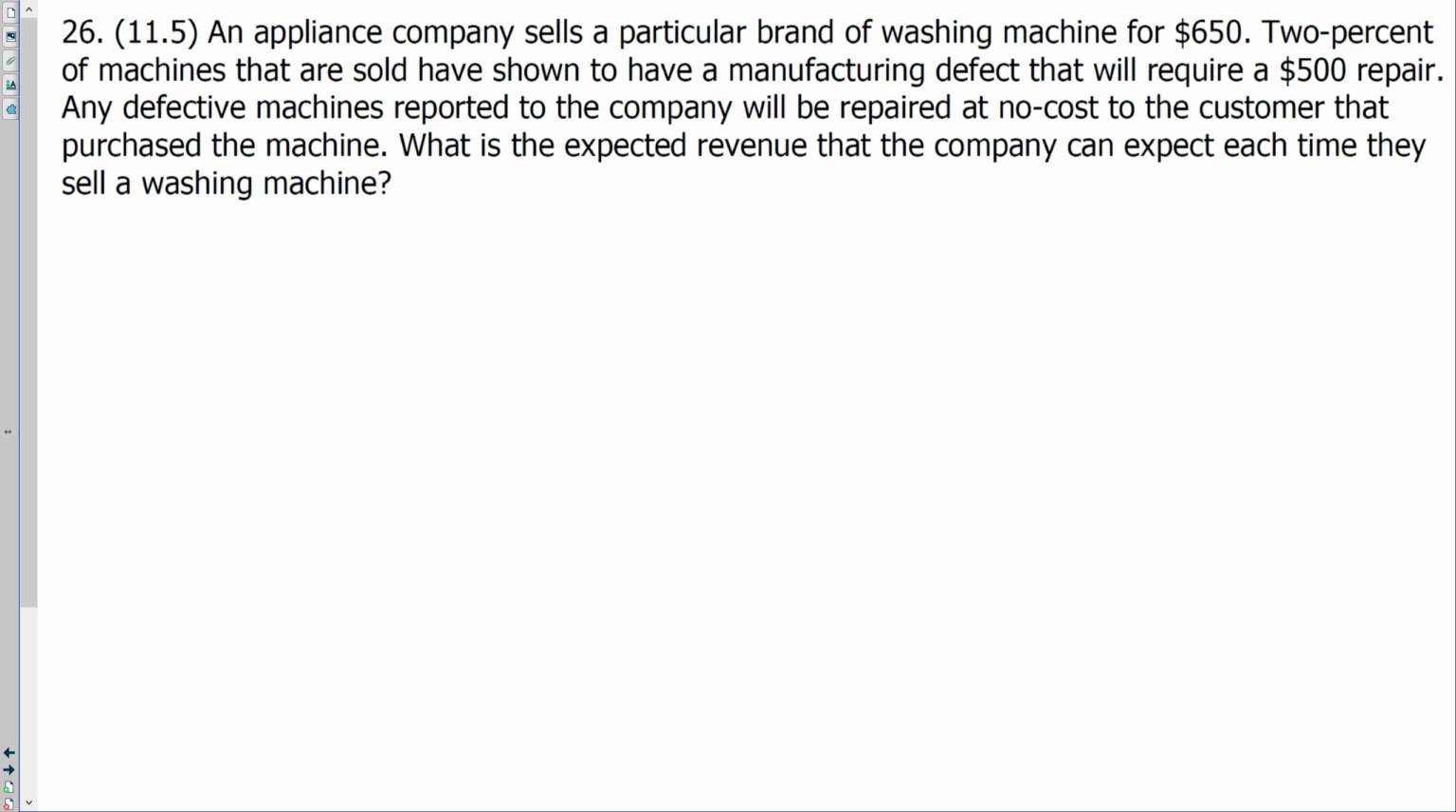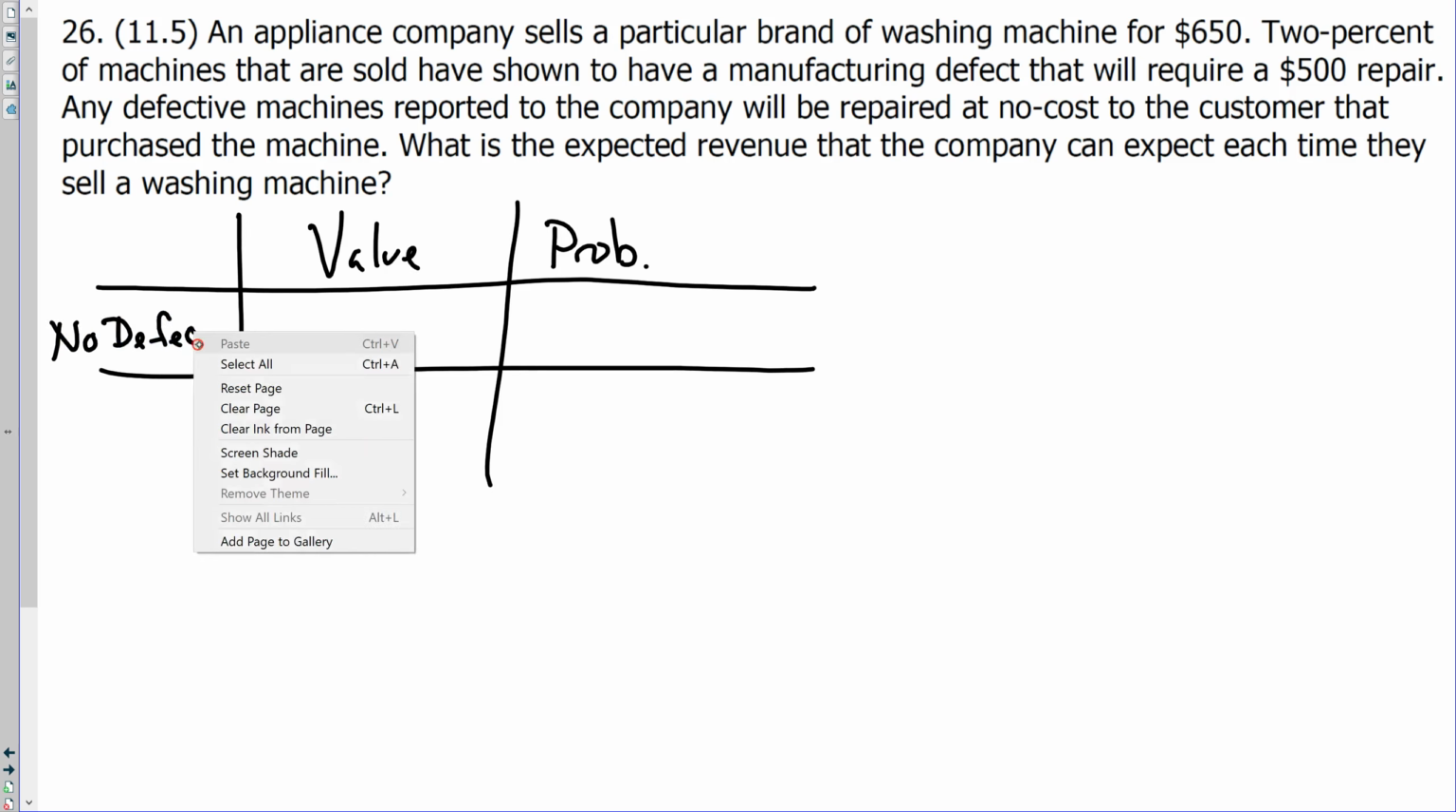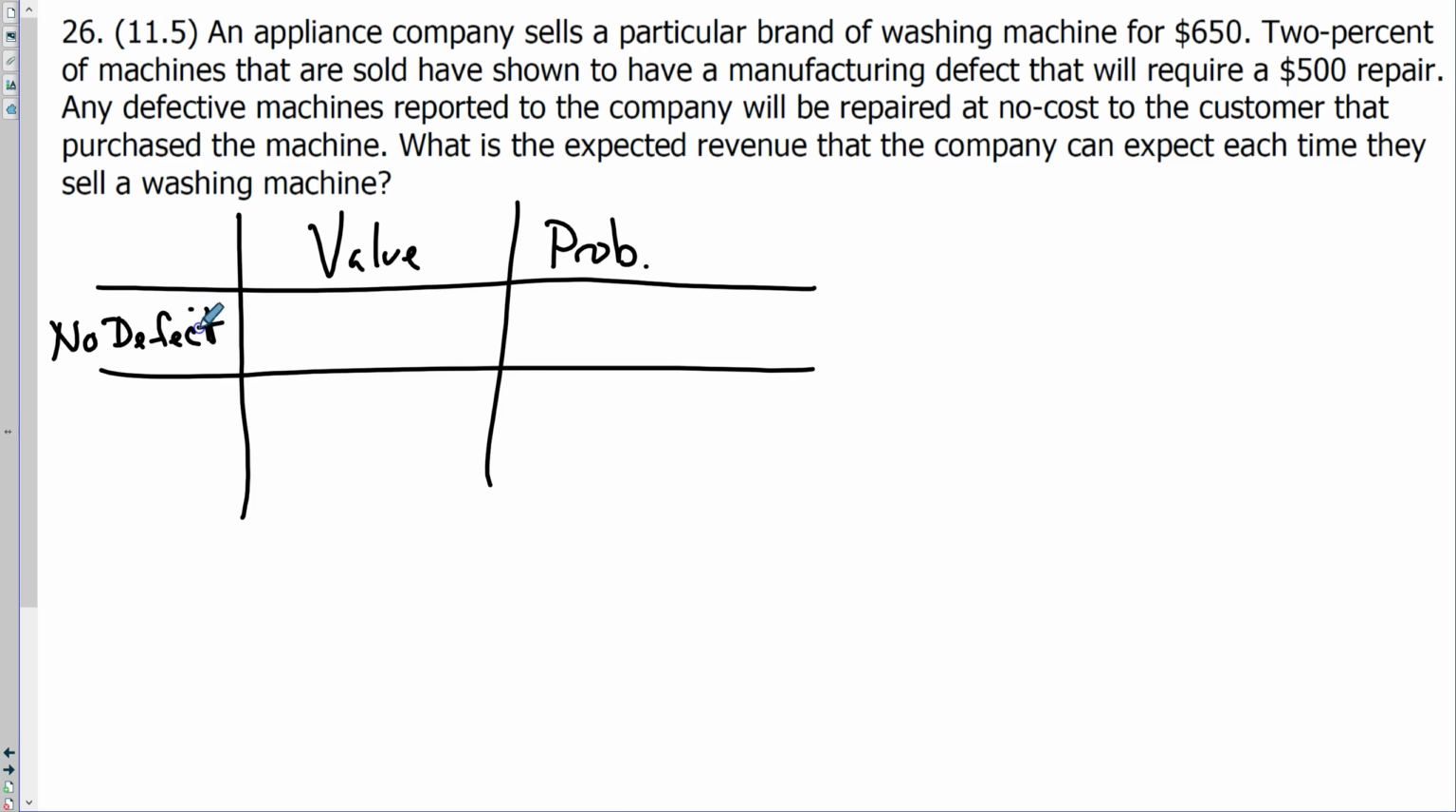So similar to our last problem, a good way to start this problem is to organize it in our table. So we're going to look at all the different events that are possible, what value you get for each event, and the probability of each event. So the first event is I sell a machine and it has no defect. The other option is that it does have a defect. So as you create this table, you want to make sure you've included all the eventualities, right? Either it's got a defect or it doesn't. That'll cover all the possibilities.